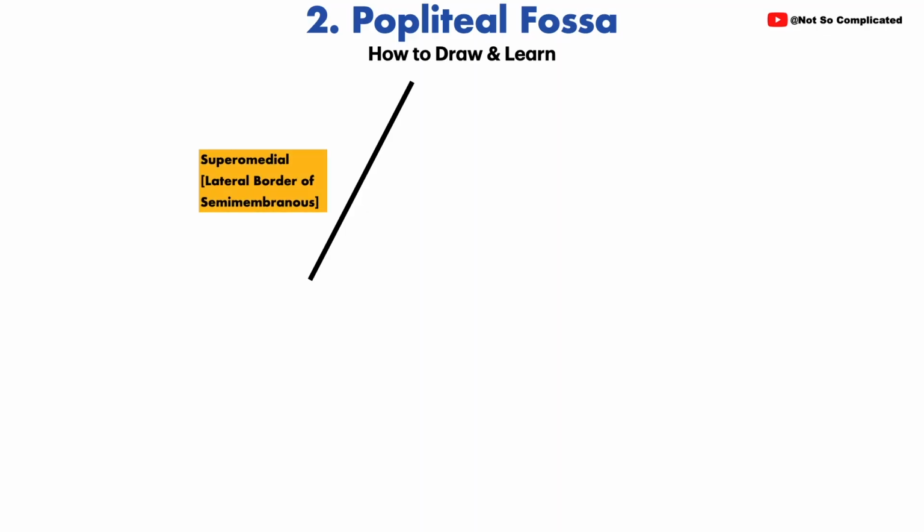This makes the superomedial border. We can divide the borders into 2 different parts first, that is superior and inferior, and each of these superior and inferior can be further divided into lateral and medial. All right, so there will be 4 borders because it is a diamond shaped structure. So this right here is the superomedial, and that is made by the lateral border of semimembranosus. All right, so this makes the superolateral, and that will be made by the medial border of biceps femoris.